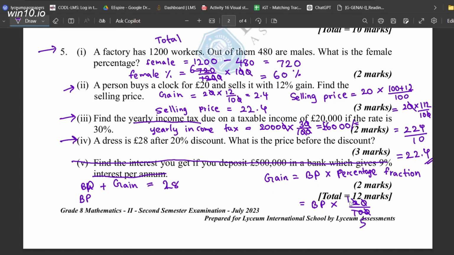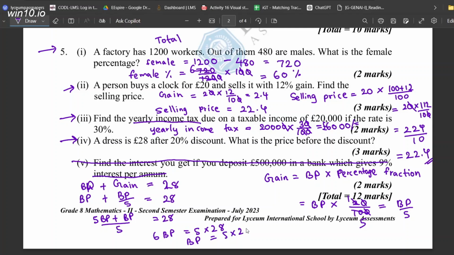1 over 5 times BP. So BP over 5 is the gain. Now we know that BP over 5 is the gain, and it equals 28. We can take a common denominator: 5 BP plus BP over 5 equals 28. Now we can add: 6 BP equals 5 times 28. So BP is equal to 5 times 28 over 6.